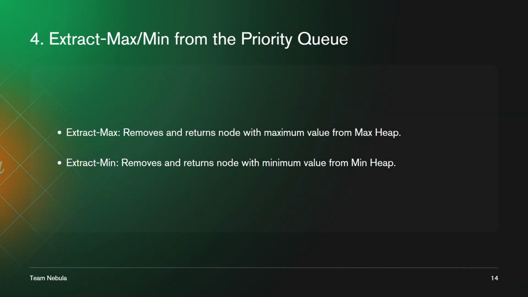Extract maximum or minimum from the priority queue. Extract max returns the node with maximum value after removing it from a max heap, whereas extract min returns the node with minimum value after removing it from a min heap.